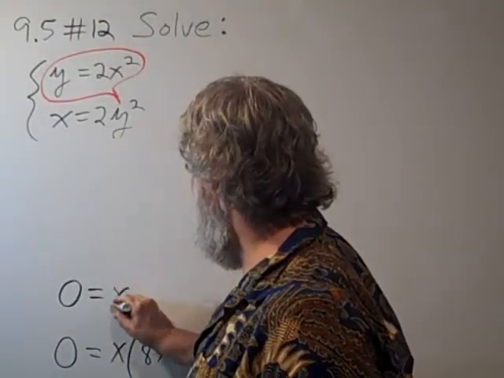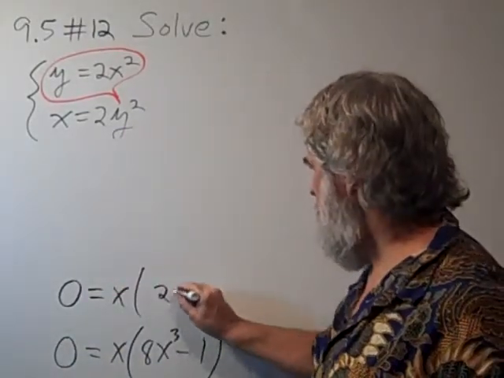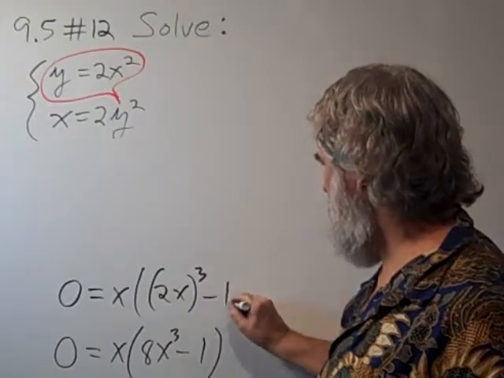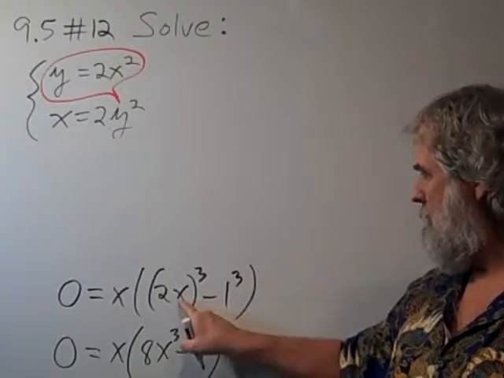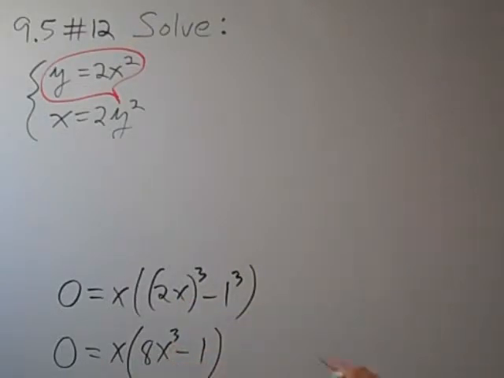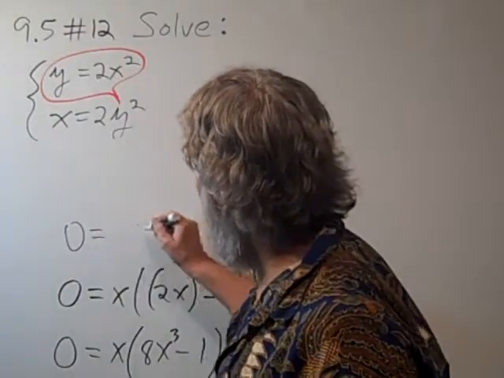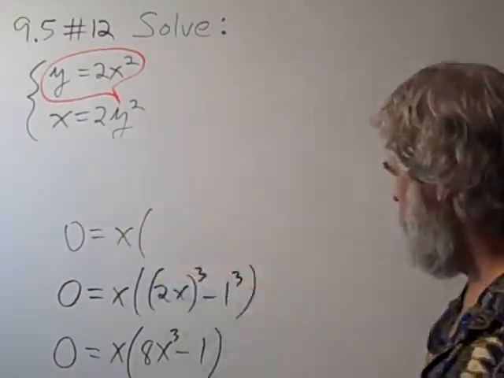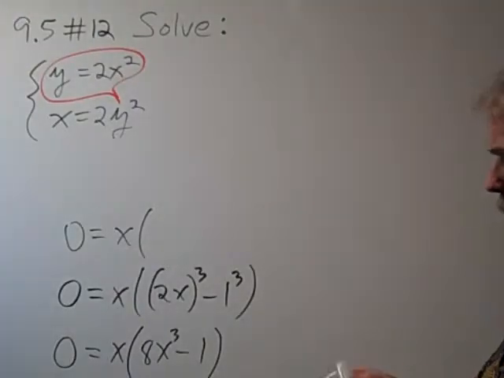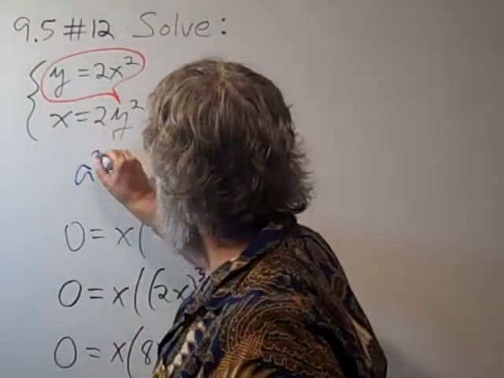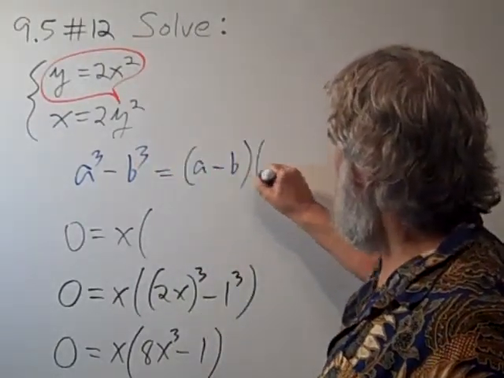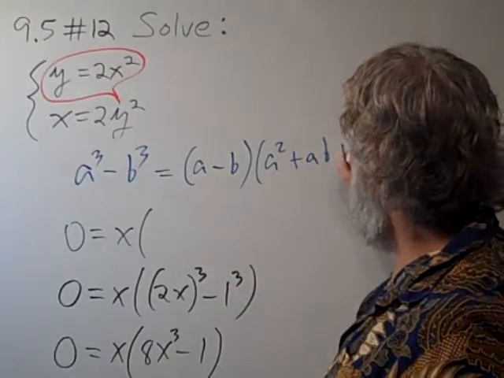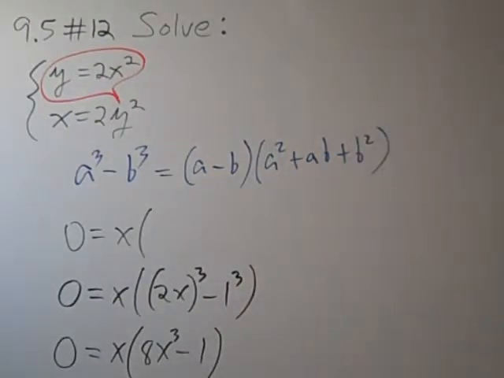We first have to notice that this is equal to 2x to the third power minus 1 to the third power, because 2 times 2 times 2 is 8, and x times x times x is x cubed. And 1 times 1 times 1 is 1. So we have, now I'm going to use a formula which I'll remind you of. A cubed minus b cubed is equal to a minus b times a squared plus ab plus b squared.